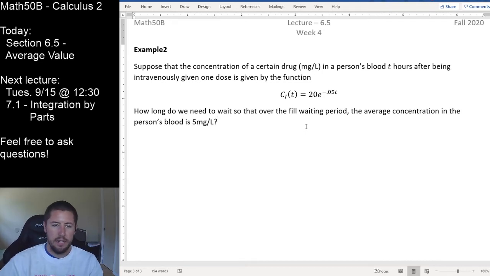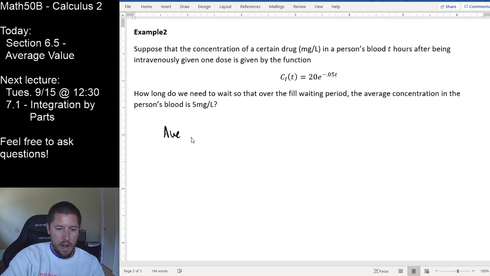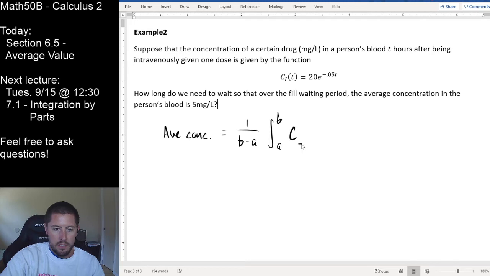So let's again set up our generic statements, fill them in with the parts that we know, and see what we can do. It looks like to get our average concentration, that should be 1 over b minus a times the integral from a to b of c sub I of t dt. We know a bunch of these parts, but we don't know all of them. I know that the desired average concentration is 5 milligrams per liter.